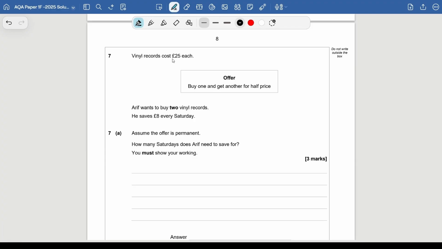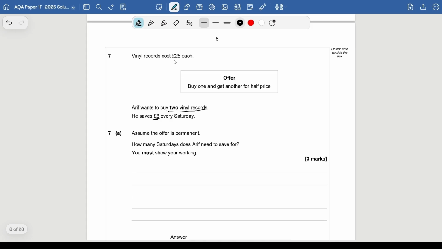Vinyl records cost £25 each. The offer says buy one and get another for half price. Arif wants to buy 2 records. He saves £8 every Saturday. Assume the offer is permanent. How many Saturdays does he need to save for? You must show your working. So every Saturday he saves £8. So how many such weeks are required to buy the two records?